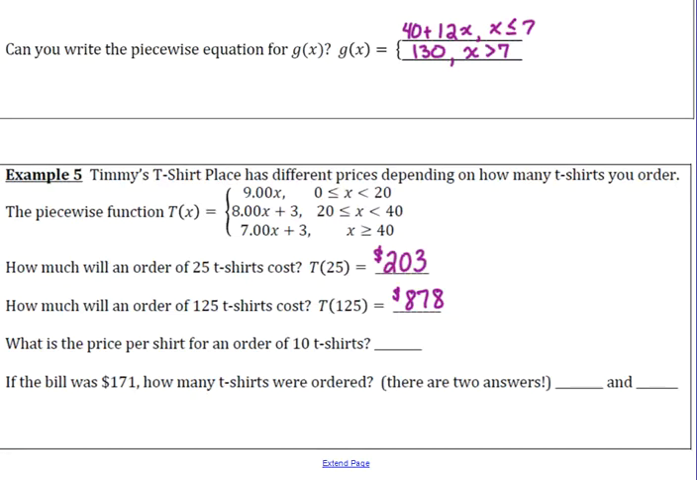Okay, what is the price per shirt for an order of 10 shirts? So not asking how much it's going to cost for the entire order, but what is the price per shirt for an order of 10 shirts? $9. 10 shirts fits in the first piece. 10 is between 0 and 20, and it's 9.00 times x, so that must be the cost per shirt, $9 per shirt.